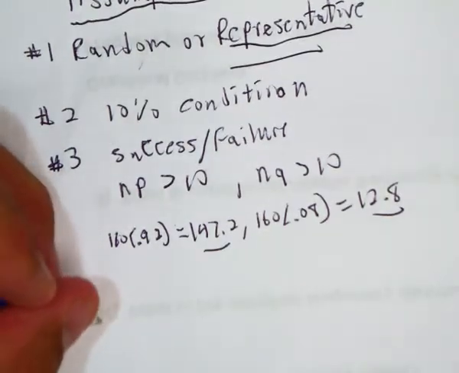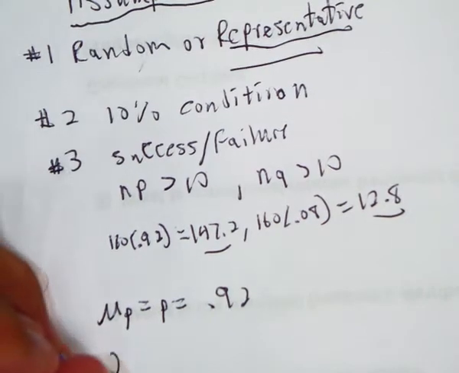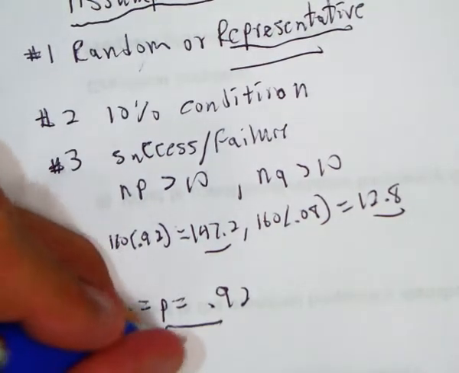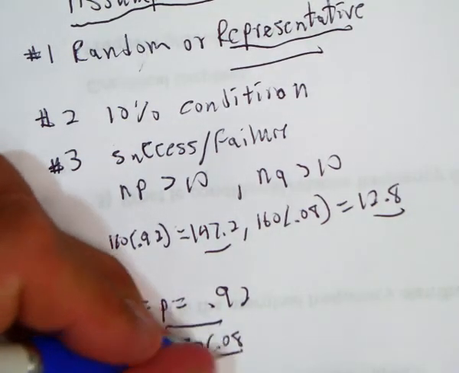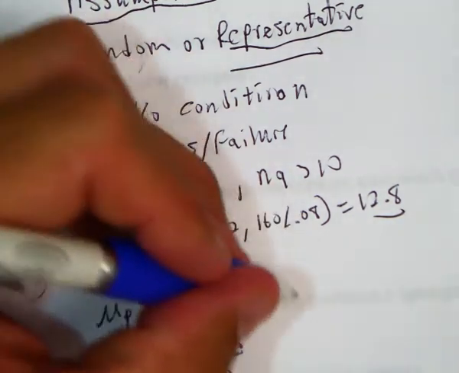Okay, so what is mu going to be in our normal model? Well, mu is going to equal 0.92. Standard deviation is going to equal the square root of 0.92 times 0.08 over 160, which is 0.0215.